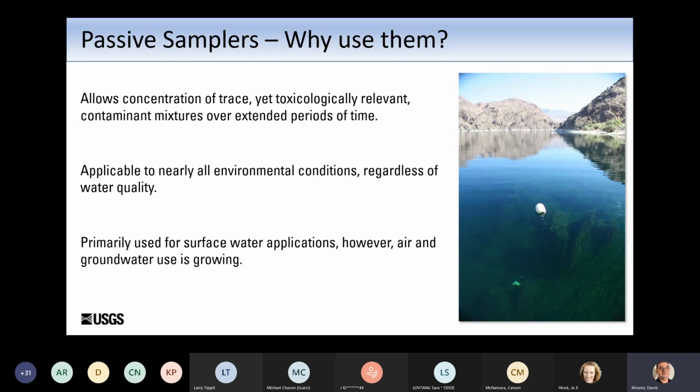Surface water is probably the primary application, although we do see quite a bit of work in groundwater and pore water, and there are air sampling techniques that are rapidly growing.